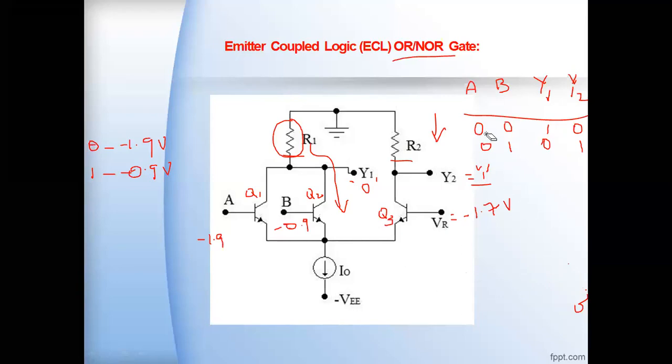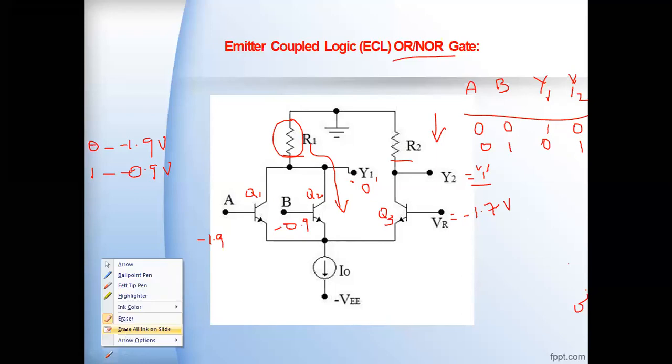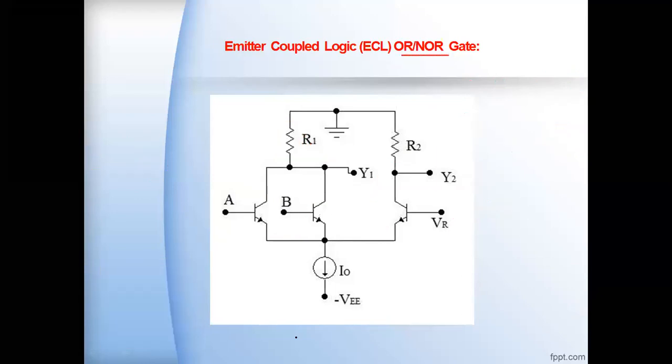So for the NOR gate, if the two inputs are low, the output will be high. And if any one of the inputs in the NOR gate is high, or the two inputs are high, the output is low. But in the OR gate, if any one of the inputs is high, the output is high. If the two inputs are 0, the output is at low state here. So do you understand this circuit operation? So this circuit shows the ECL OR and NOR gate here.